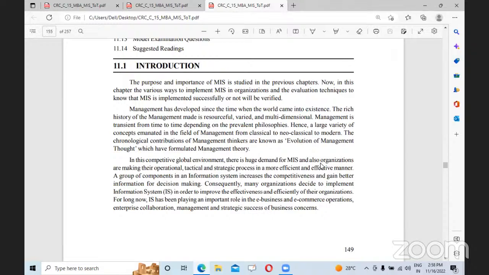Management has developed since the time the world came into existence. The rich history of management is resourceful, varied, and multidimensional. Management has transcended from time to time, depending on the prevalent philosophies. Hence, a large variety of concepts emanated in the field of management, from classical and neoclassical to modern. Again, we are making that into three categories.